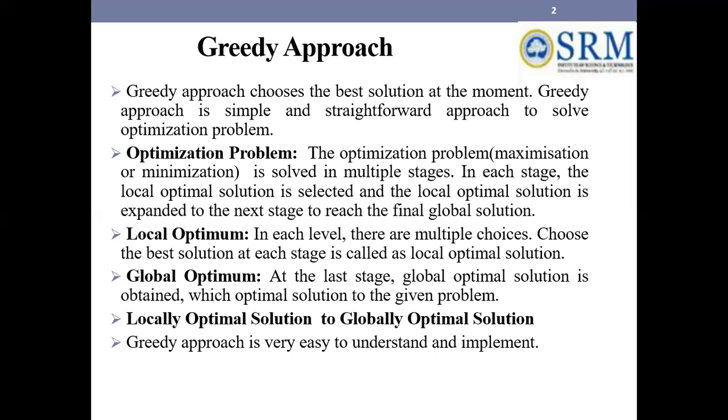For some problems, the value should be minimized or maximized. For example, profit should be maximized, or the cost, distance, or time factors should be minimized. So based on the type of problem or the objective of the problem, we can say it is a maximization problem or a minimization problem. So in greedy approach, the problem can be solved in multiple steps. At each and every step, there are n number of solutions. The best solution is taken that can be extended to the next level to reach the final global solution. And it is very easy to understand and implement.